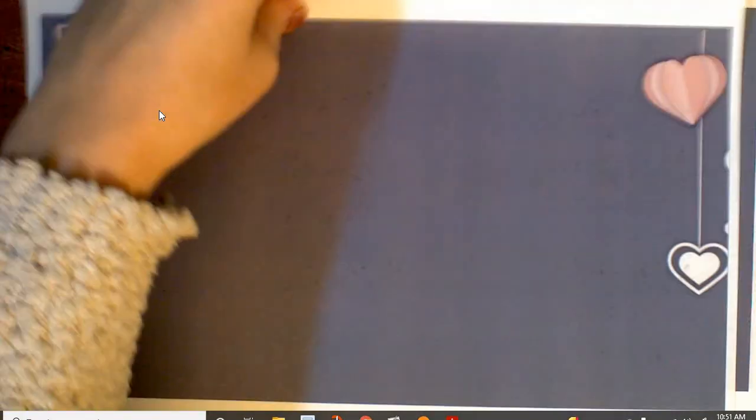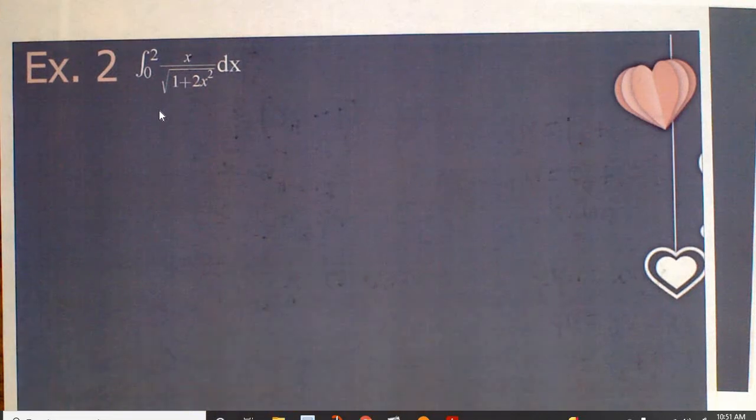So let's look at another example. Notice that we have the square root of 1 plus 2x squared on the bottom, and then we have an x on top. Right now our problem is that we have a square root and an expression inside of our square root. So, like we've been talking about, my square root would be my outside function, and my stuff on the inside would be my inside function.